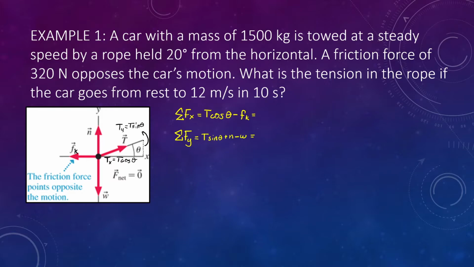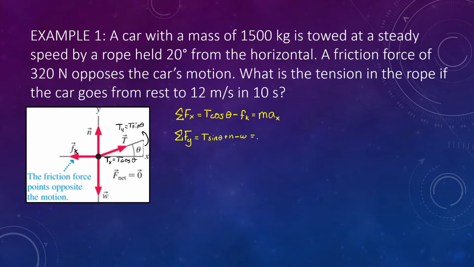Now, this is where students can get confused. Think about what's happening in this problem. In the x direction, horizontally, we're told that the car goes from rest to 12 meters per second. It is accelerating. So we can't set this equal to 0 like we did in the previous example. We need to set this equal to the full ma. F equals ma.